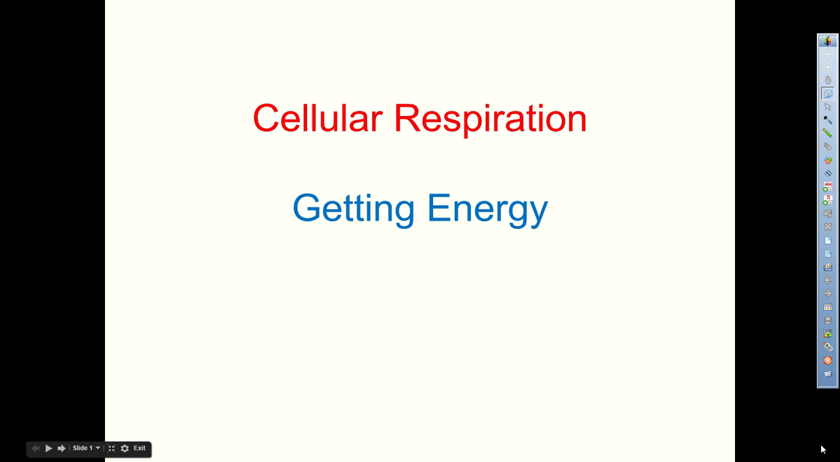Okay, so today we're talking about cell energy, cellular respiration. If you recall from last week, cells have three main jobs: cells make energy, cells make proteins, and cells make more cells. So we're starting off with cells making energy, and specifically with cellular respiration, because all cells are able to do some form of cellular respiration.